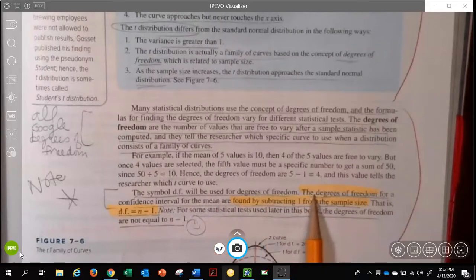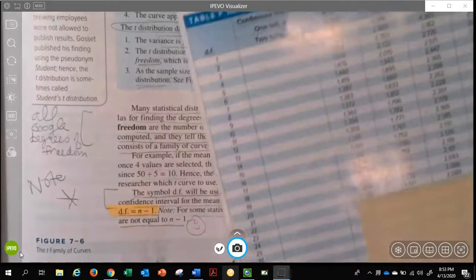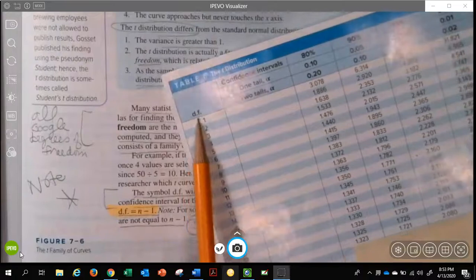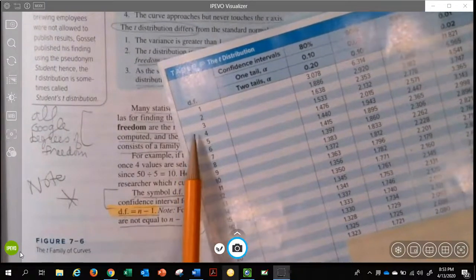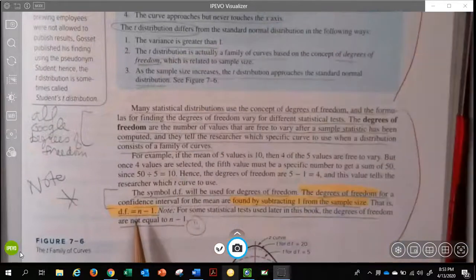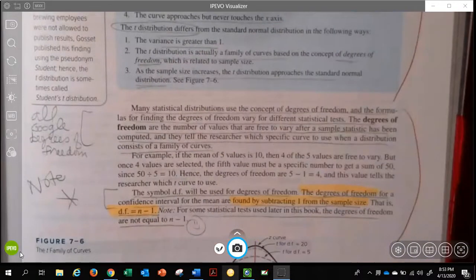I would start underlining. Degrees of freedom for a confidence interval for the mean are found by, I'd be underlining, subtracting 1 from the sample size. That's it. All you have to do is say my degrees of freedom are, what's my sample size? Take away 1. I'll go ahead and point out on your table there's a df, and these numbers have been generated from the sample size minus 1.